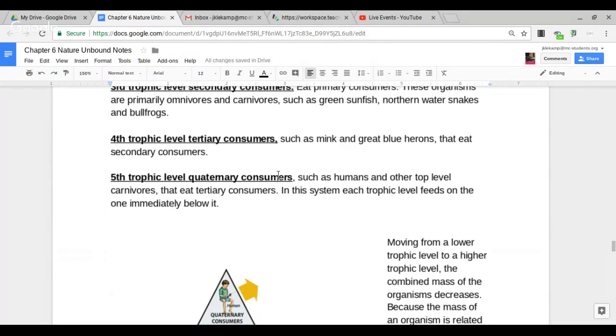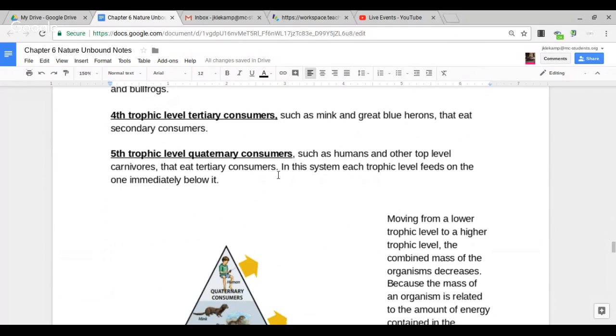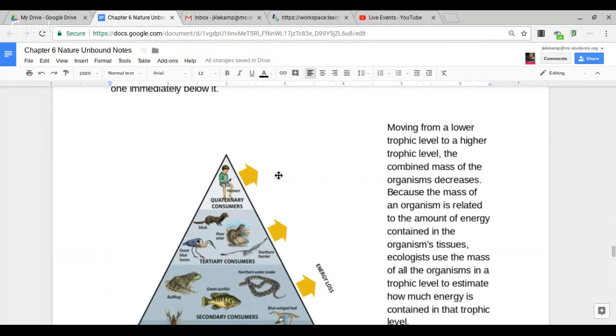The fifth trophic level being that quaternary consumer. Humans would be considered to be a quaternary consumer in most cases, or what we would like to call a top level carnivore. Now, obviously, most humans are going to be an omnivore in most cases.